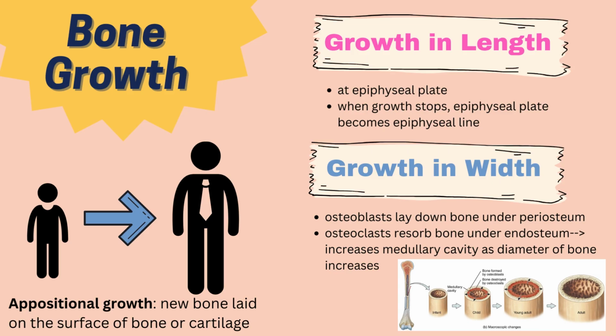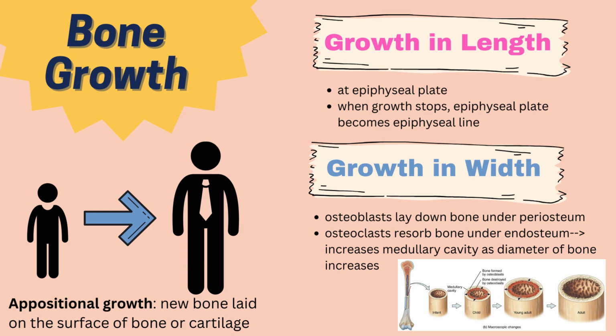Bones grow in size by a process called appositional growth, where new bone is laid on the surface of bone or cartilage. Bones increase in their length when appositional growth occurs at the epiphyseal plate. In early adulthood, when growth stops, the epiphyseal plate becomes the epiphyseal line.